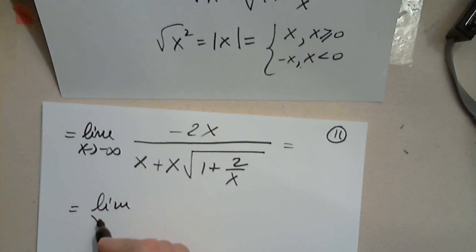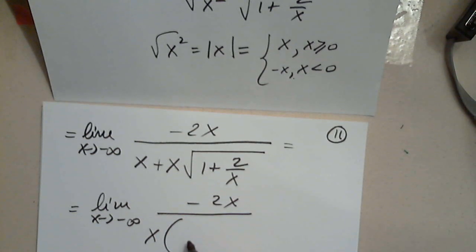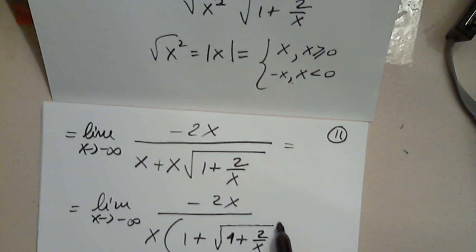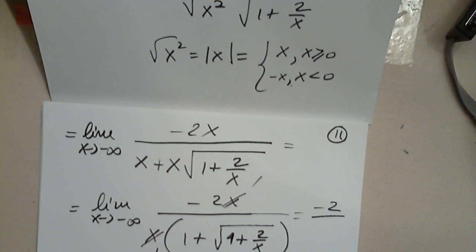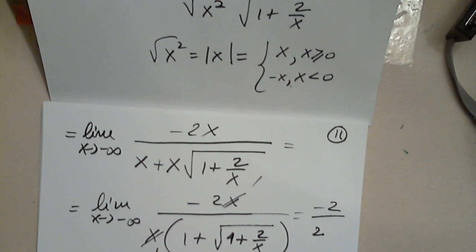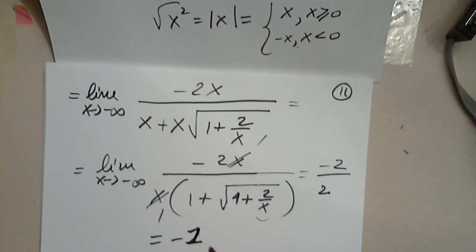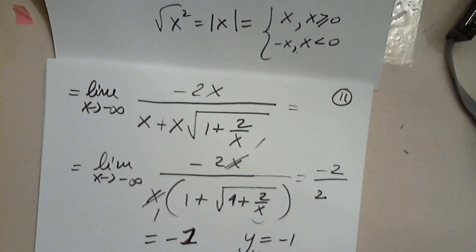So limit as x approaches negative infinity, negative 2x. Now this is very simple. I simplify, and now the numerator goes to -2. This approaches 0, and it's 1 plus 1. Oh, I meant to write 1. So -2/2 is -1, which means y equals -1 is indeed a horizontal asymptote at -infinity for sure.